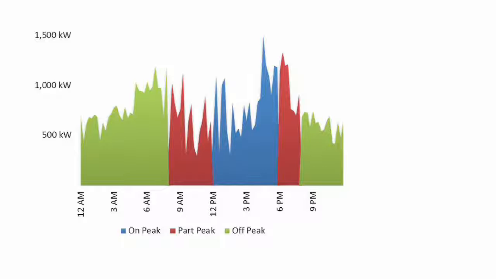So, to get the bill, we multiply the green area by the green off-peak rate to get the off-peak bill. We multiply the red area by the red part-peak rate to get the part-peak bill. We multiply the blue area by the blue on-peak rate to get the on-peak bill. Add up the bills from the 3 periods, add the customer charge, and you've got the total bill at about $1,300 or a 36% savings.